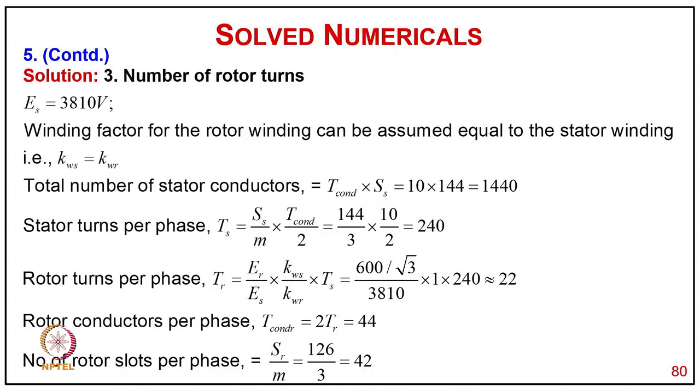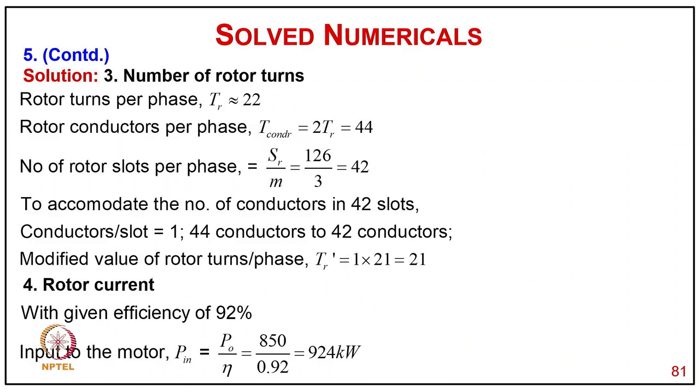And then rotor number of turns comes T R equals E R upon E S into K W S upon K W R into T S. So putting the value, 600 by root 3 upon 3810 into 1 into 240, it comes 22. And rotor conductors per phase is T conductor, 2 into T R, 44. And rotor slots per phase S R upon M, that comes 126 by 3, that's 42. So now rotor turns per phase T R equals 22, rotor conductors per phase is 2 T R, 44, and rotor slots per phase is S R upon M, that's 42.